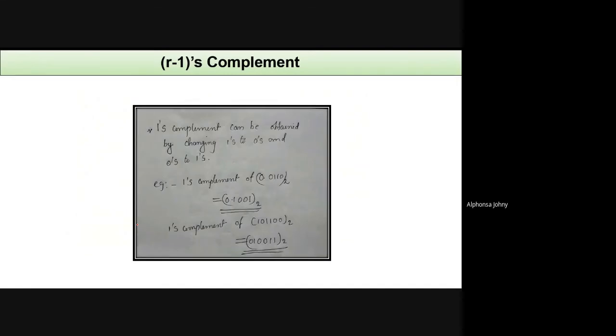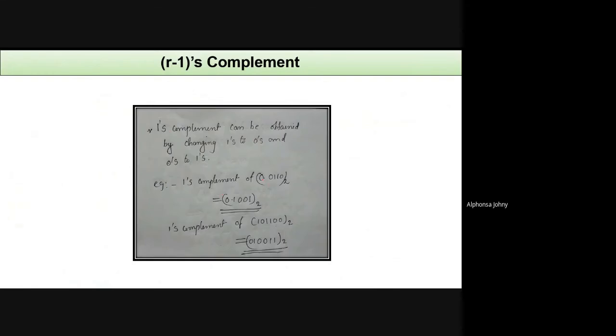1's complement of a binary number can be found by changing 1's to 0's and 0's to 1's. Let's see an example. You can use this method to find the 1's complement. Since we are using binary numbers more frequently in this module, we need to find the 1's complement very often. So you can learn this quick method and make use of it.